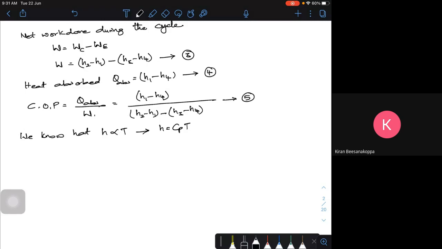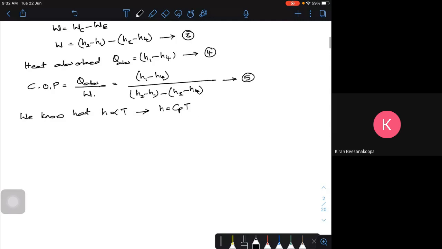So we'll write the constant as Cp. H is equal to Cp into T, and internal energy is a function of temperature, so with respect to constant volume, we'll write it as U is equal to Cv into T. Now let's try to substitute for H in terms of temperatures.